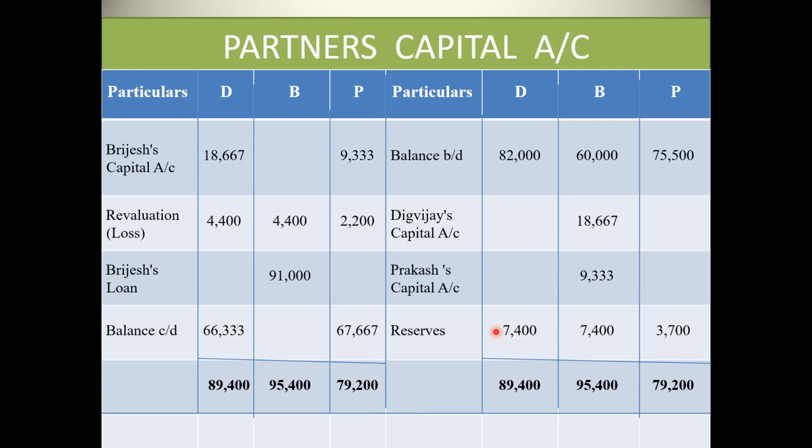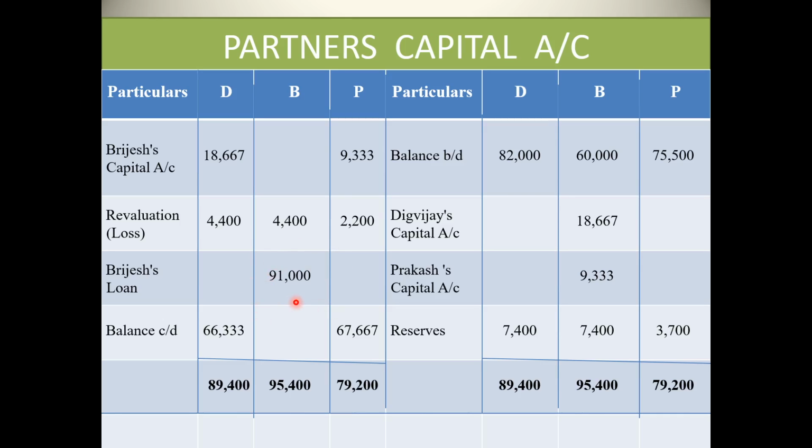Now we can calculate the retiring partner's benefits. Here this is the retiring partner Bridges. The total amount on the credit side coming is 95,400. Now out of 95,400, only 4,400 is loss. So the remaining balance of 91,000 you have to transfer to Bridges loan.